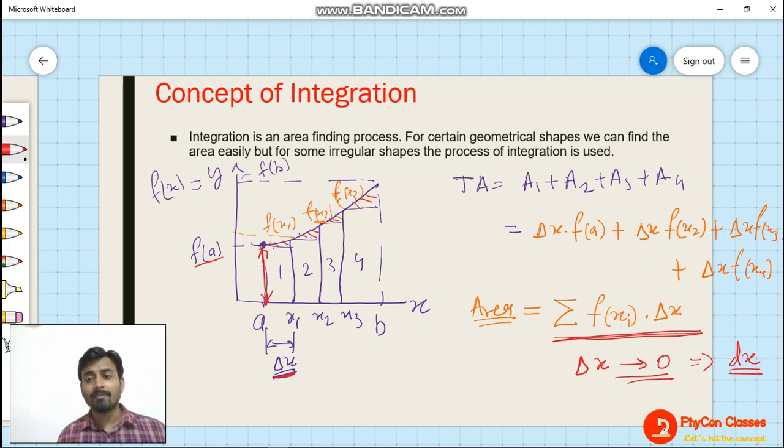Do you remember differentiation? When delta x tends to 0, delta x can be written as dx. Dx is the differential element, which is not 0, but it is tending towards 0. So in that case, we have a mathematical tool for finding out the area with 100% efficiency. That means there is not going to be any kind of error in finding the area, and that tool is called integration. So here this summation tool is called the summation sign. In place of summation, we can use the integration sign.